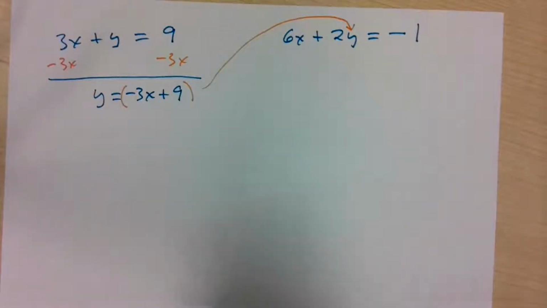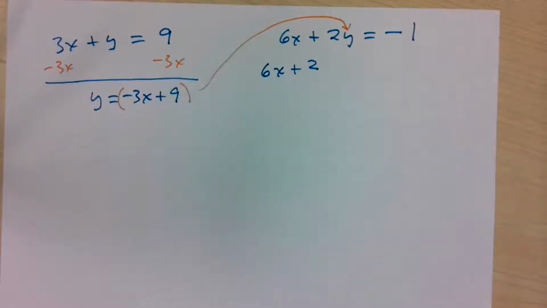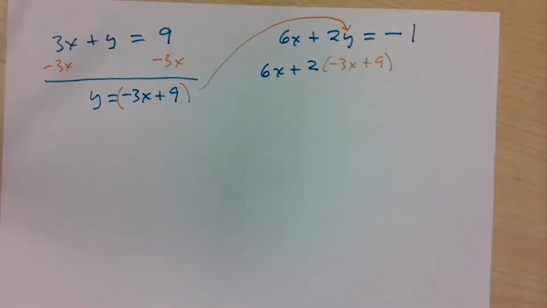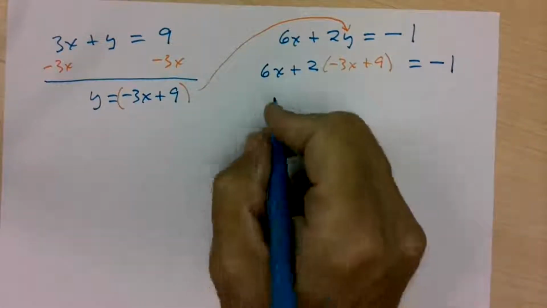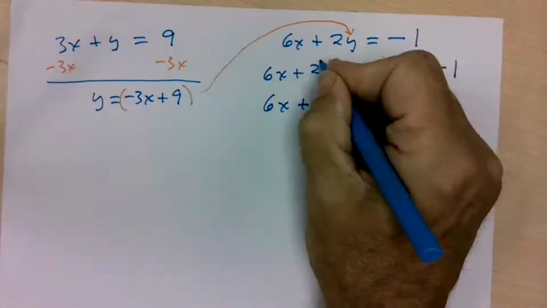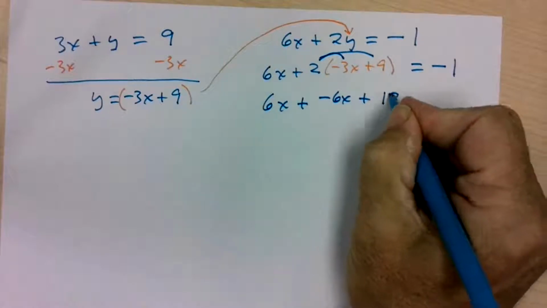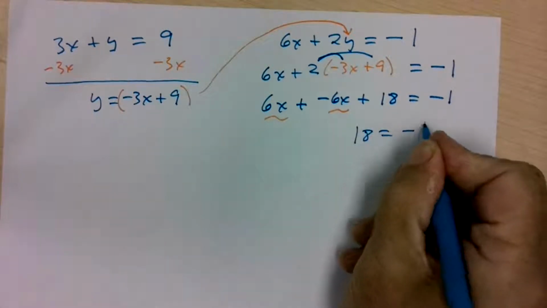that I get 6x plus 2 times negative 3x plus 9 equals negative 1. Doing our distribution, 6x plus 2 times negative 3x, negative 6x, plus 2 times 9, 18, equals negative 1. Adding up our like terms on the left side, we have 6x plus negative 6x, that's 0, plus 18, and I get 18 equals negative 1.